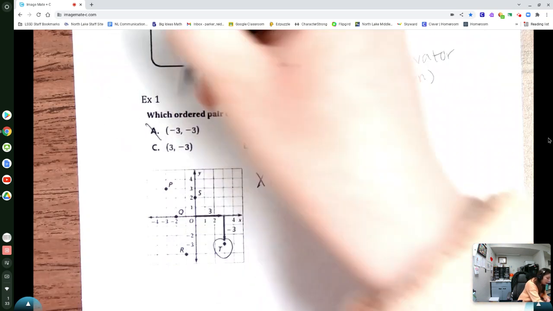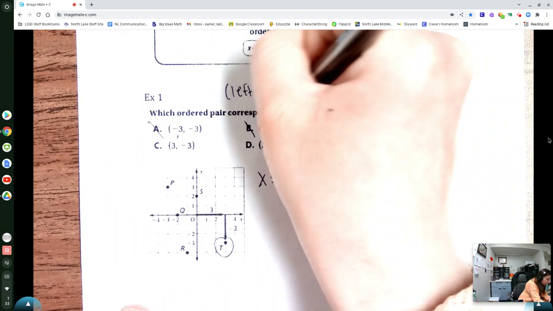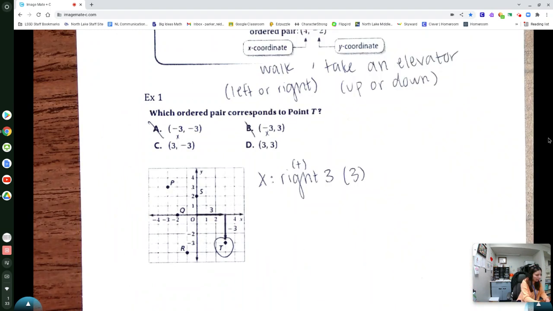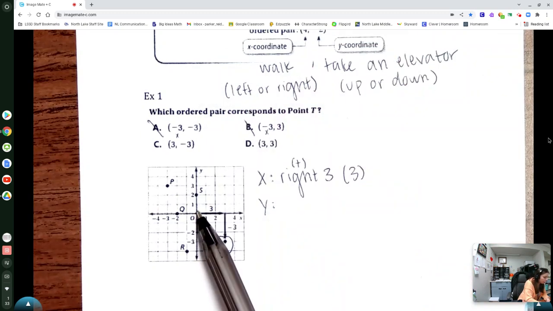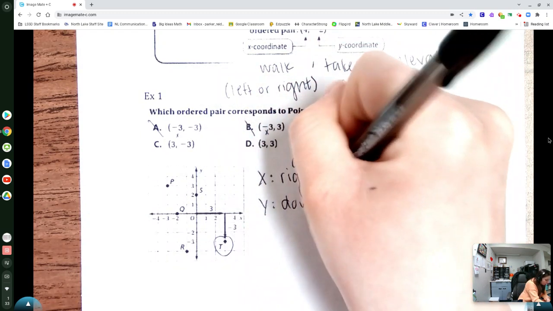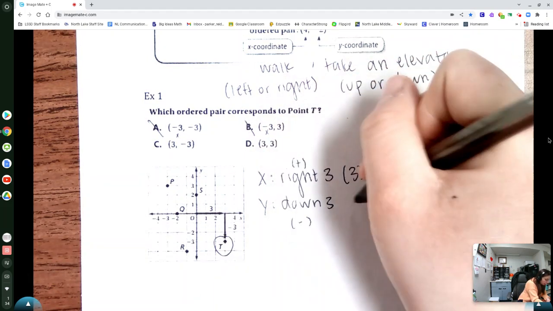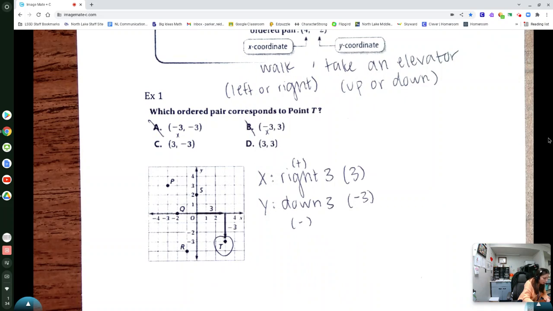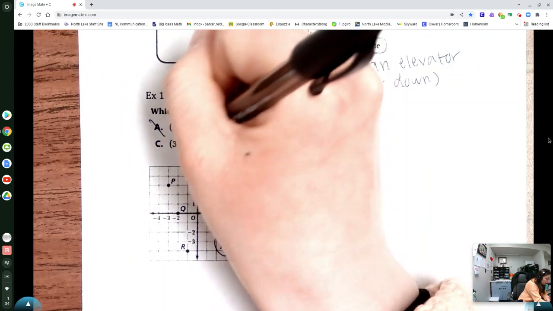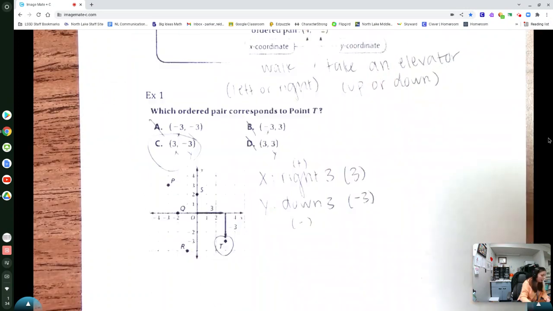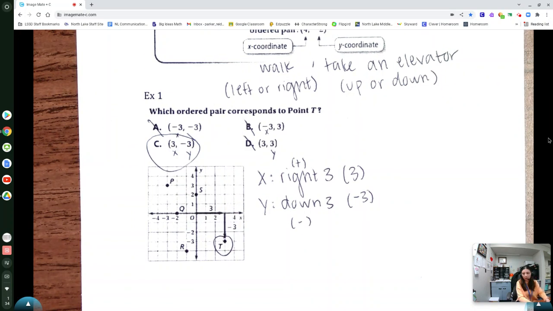So I can automatically get rid of A and B because those ones have x values of negative 3. I don't want that. Now I need to think about the y value. This is where I've taken an elevator. Did I take the elevator up or down from the origin? Well, I took the elevator down. That means it's going to be a negative number. How far did I take the elevator down? 1, 2, 3 down. So the y value should be negative 3. That means I can get rid of option D because it has a y value of positive 3. So the correct response should be option C, (3, -3). From the origin, we walked 3 to the right, and we took an elevator down 3, negative 3.